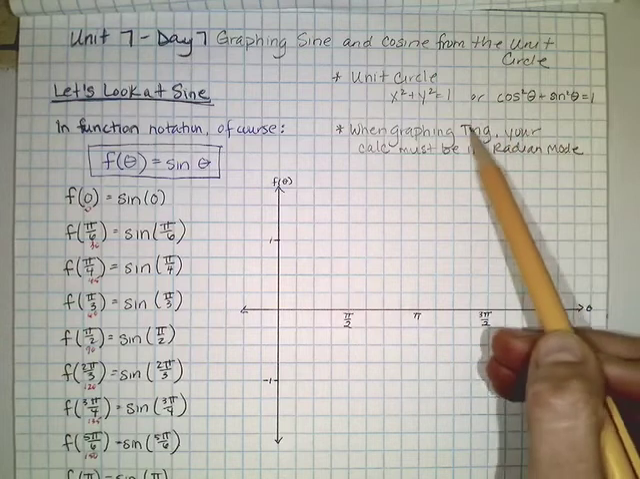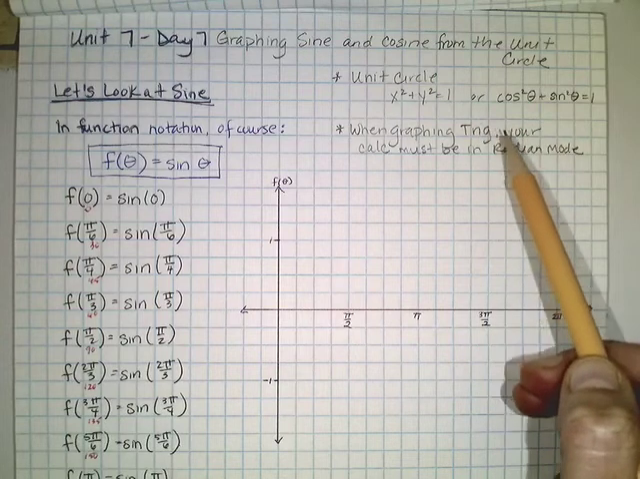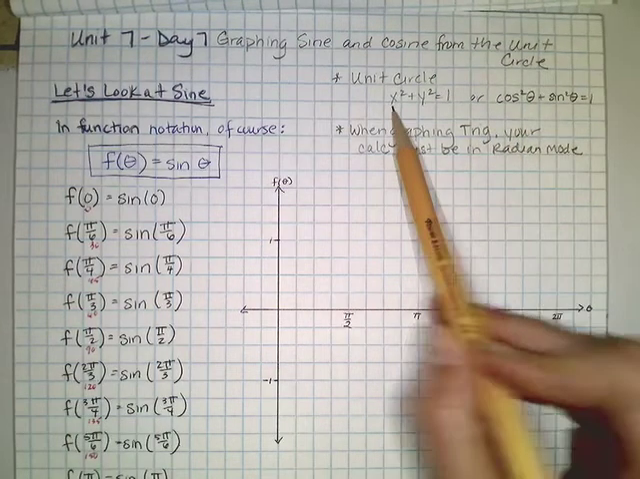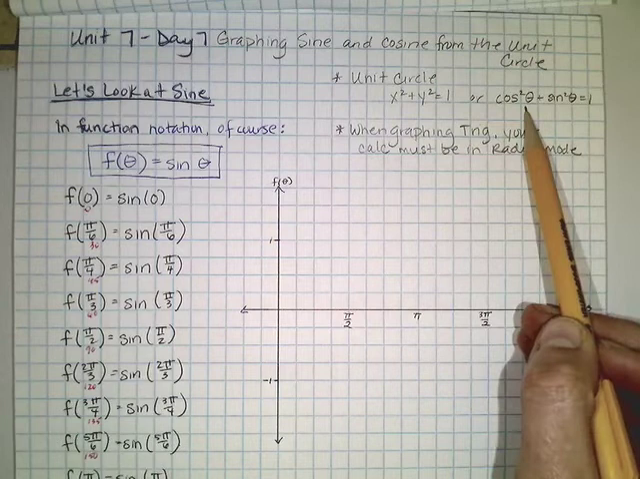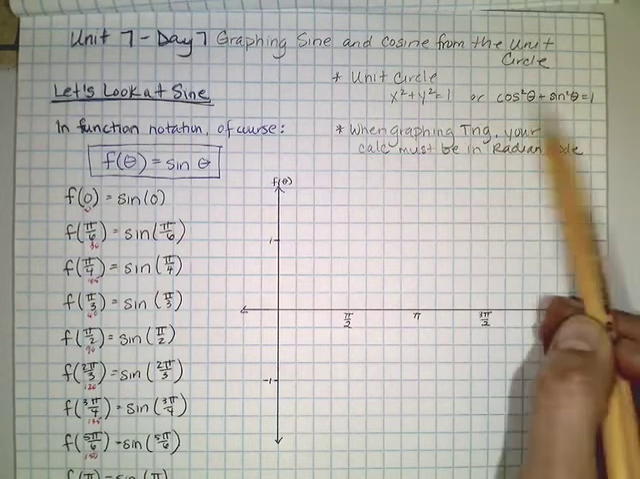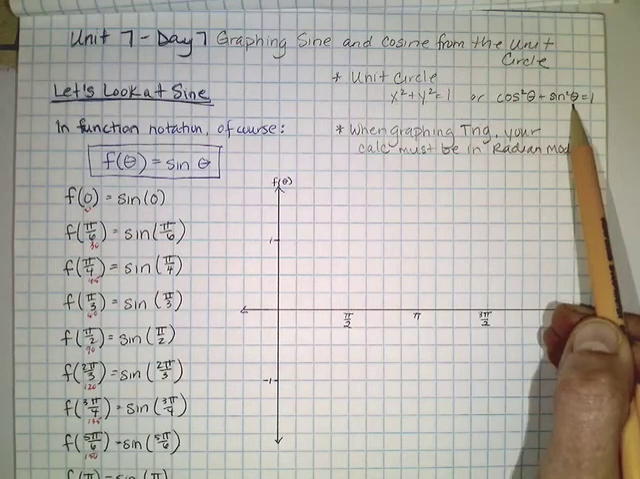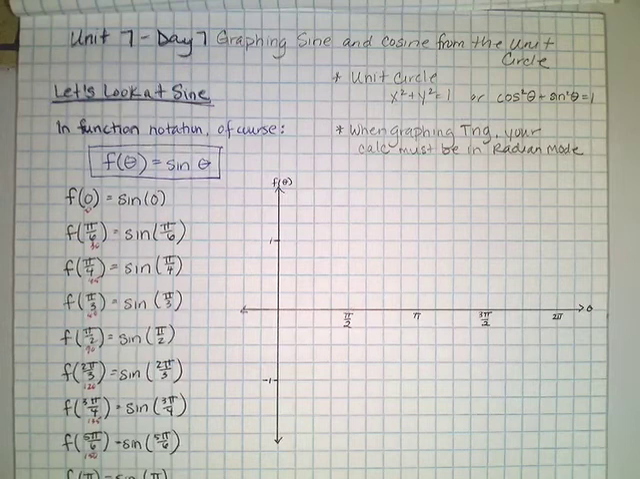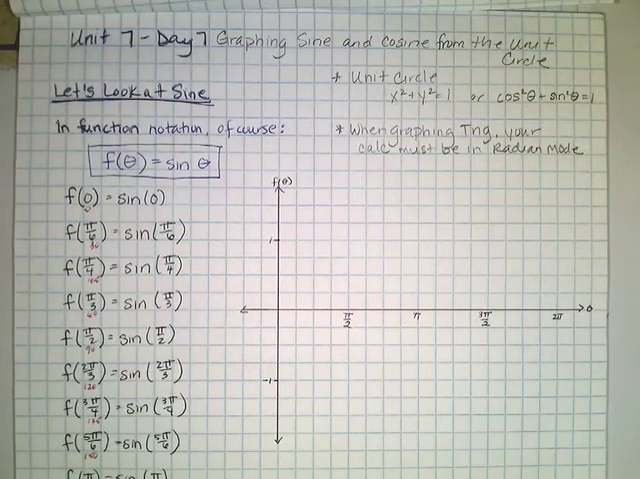We have also learned previously that x is really cosine, and sine is really the y, the change in the y direction. So we first look at sine, the first one we always look at, and of course we'll look at it in function notation.